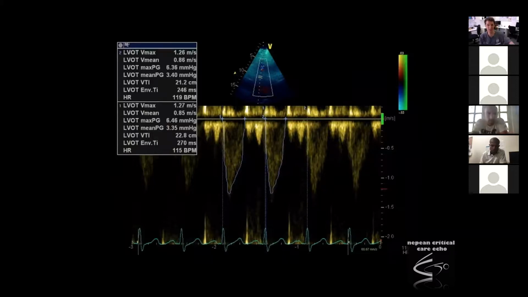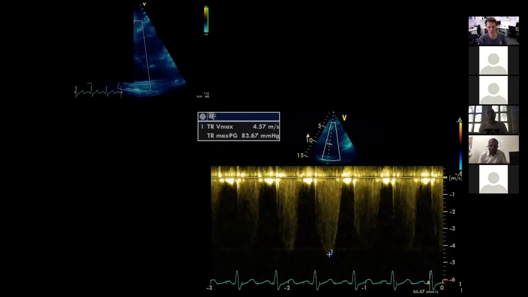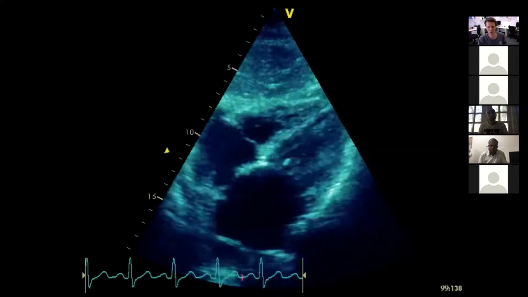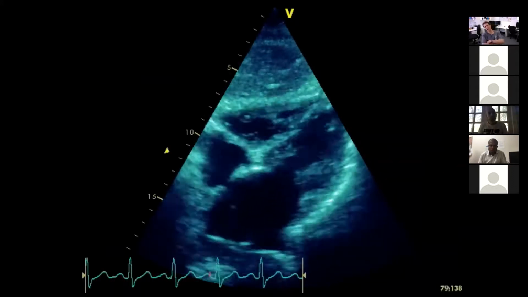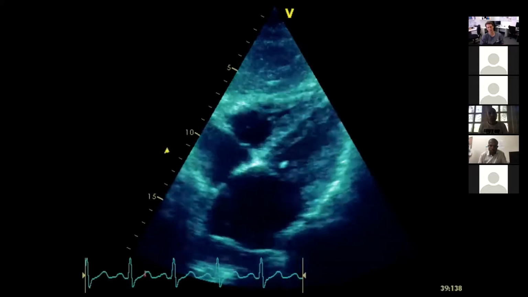We can start estimating the valve area by doing continuity. Again, not the best images in the whole world, but this is where I can start trying to measure the valve area: the mitral valve area equals the cross-sectional area times the VTI, divided by the mitral valve VTI. And this again kind of backs up what the cardiologist was saying, that you've got this huge valve opening going on in there.